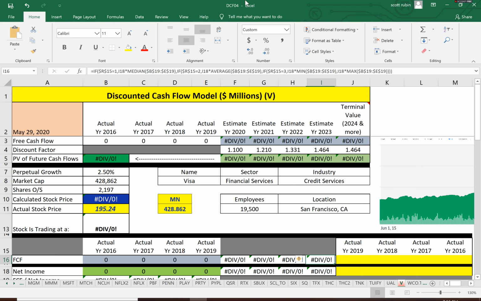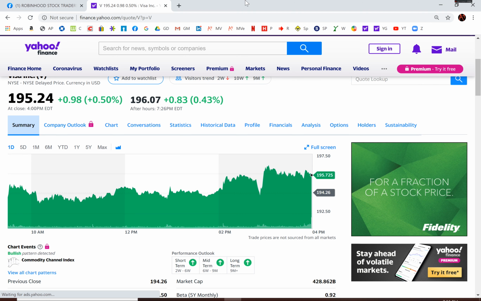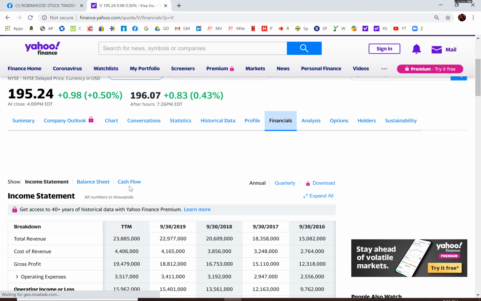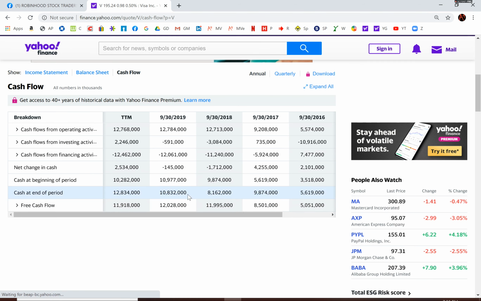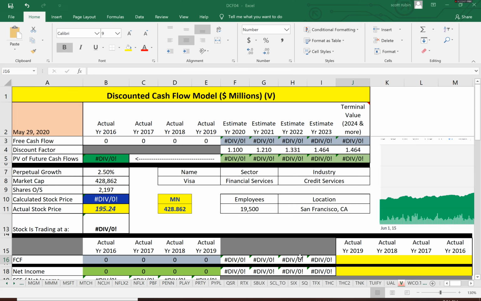Next is free cash flow. And the best way to calculate the stock price for a company is to estimate future free cash flow, then discount those numbers back to today's dollar amounts. And that's what we're doing in this video.